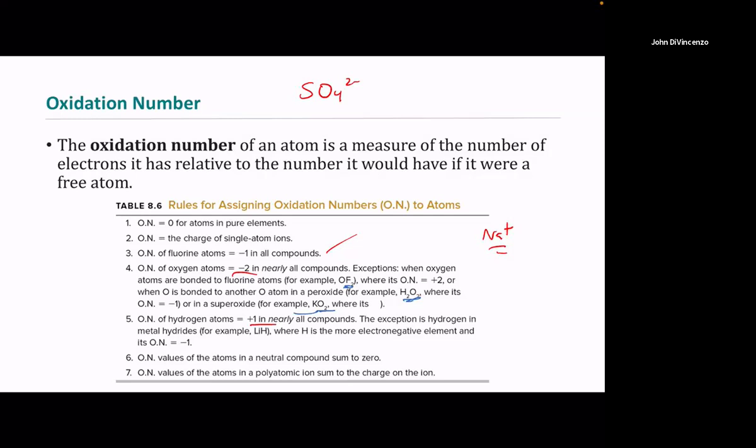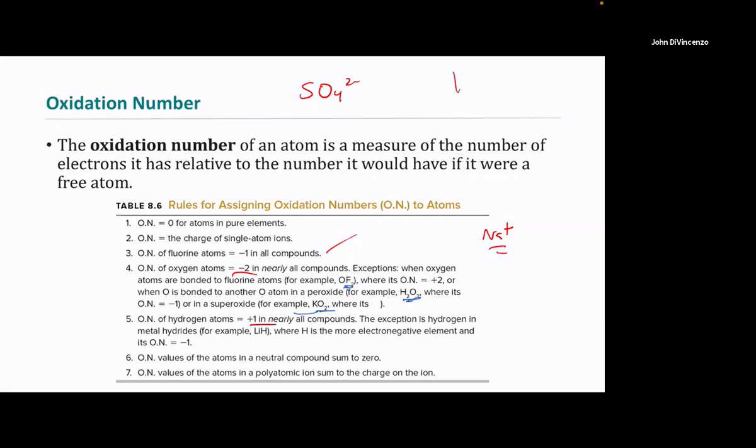+6. Andrew's right on the money. How did he get that? Well, he said oxygen's -2, and there's 4 of them. That's -8. -8, and what gives you -2? +6. What group is sulfur in? 16 or 6, depending on which periodic table, right? 6 valence electrons. Shouldn't be surprising to you that it loses 1, 2, 3, 4, 5, 6, all of its electrons when it's bound to something more electronegative, right?